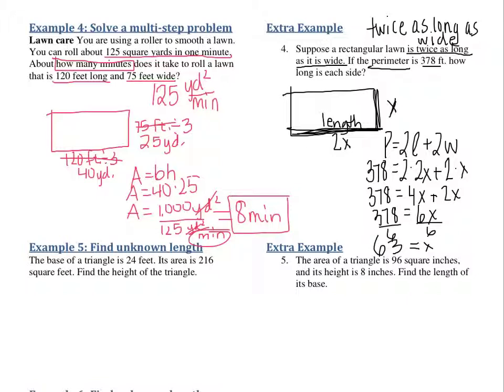Now let's look back at the question. How long is each side? There's my question. So this side is 63. This side down here is 2 times 63. 2 times 63 is 126 feet. So this side, my length is 126 feet, and 63 feet, right here, that's my width.